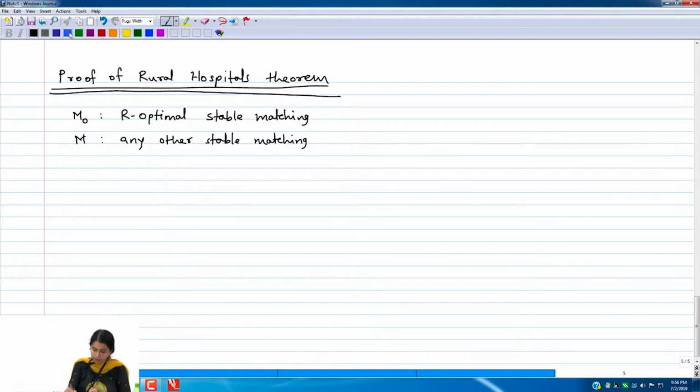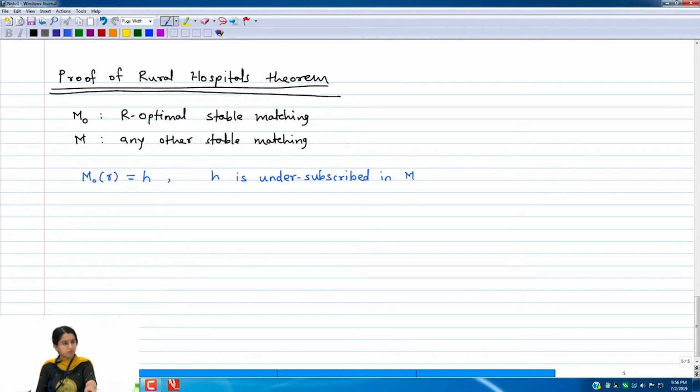And what I want to say is, suppose M naught of R is H and H is undersubscribed in M. So in the resident optimal stable matching, R is matched to H, and in the other stable matching M that we are considering, H is undersubscribed. So can R be matched somewhere else in M?